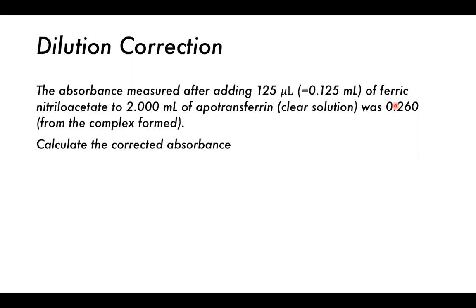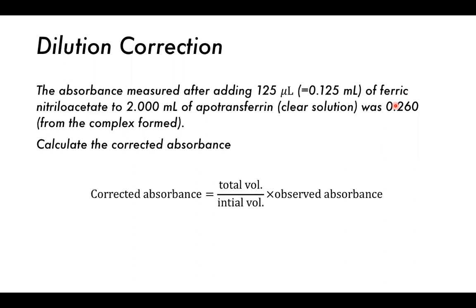Calculate the corrected absorbance. The corrected absorbance is equal to the total volume divided by the initial volume times the observed absorbance. Remember, we've diluted, so this is our dilution factor. So it's 2,125 over 2,000 times 0.260, which is equal to 0.276. That's our corrected absorbance.